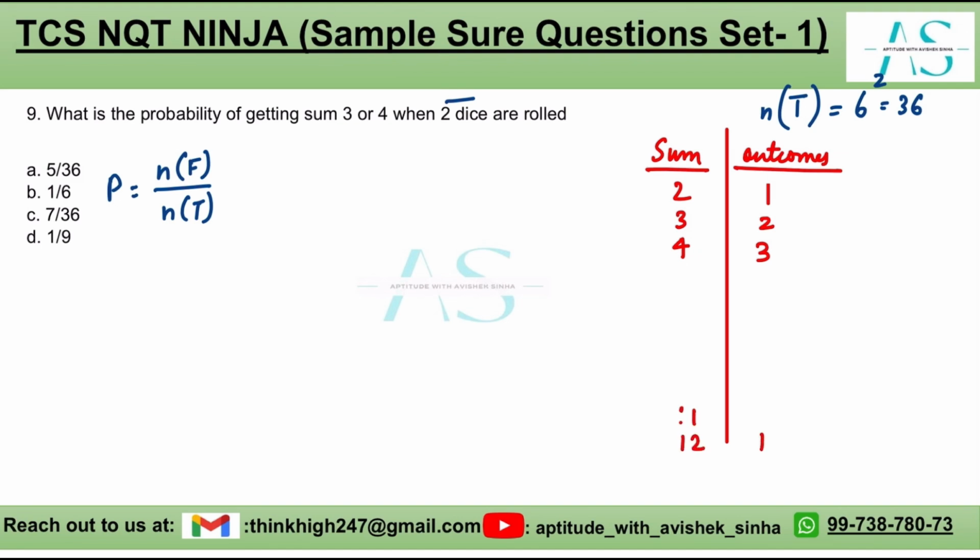Sum being 11, it is 2. Sum being 10, it is 3. Now 5, it is 4. 6, it is 5. 7, it is 6. And from 8 and 9 onwards, it is again 5 and 4. And this is the sequence that you can always memorize.